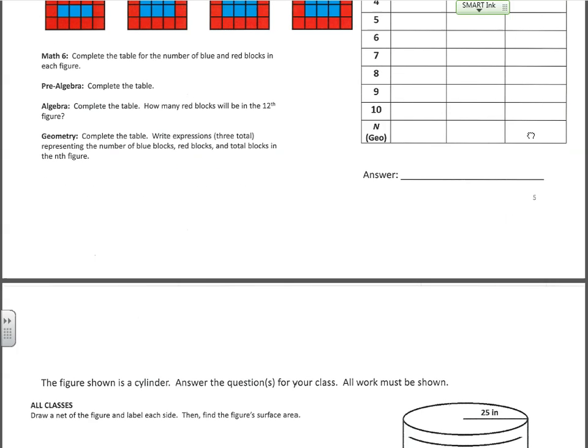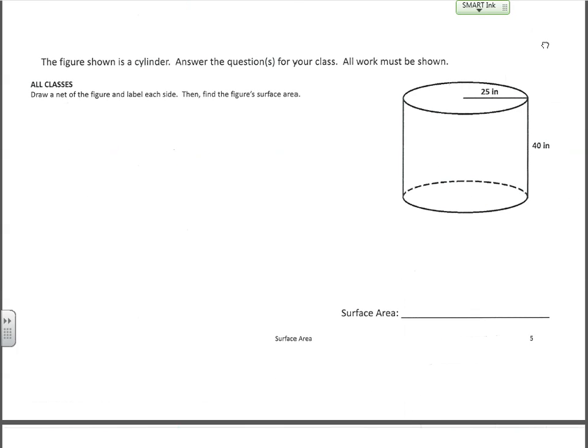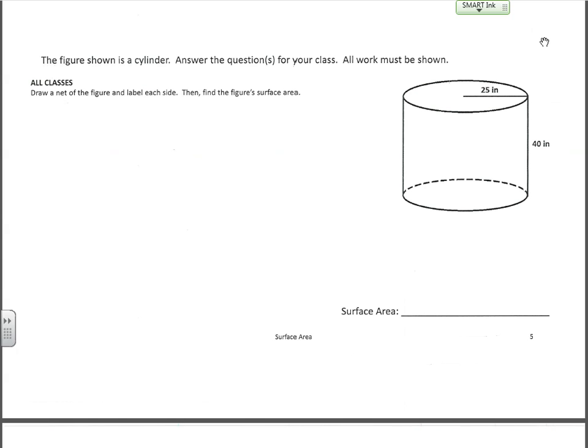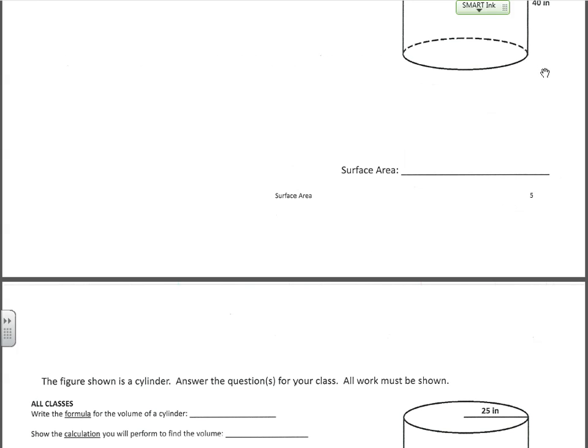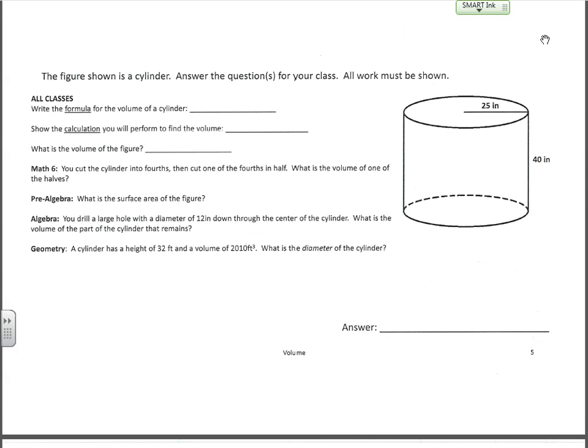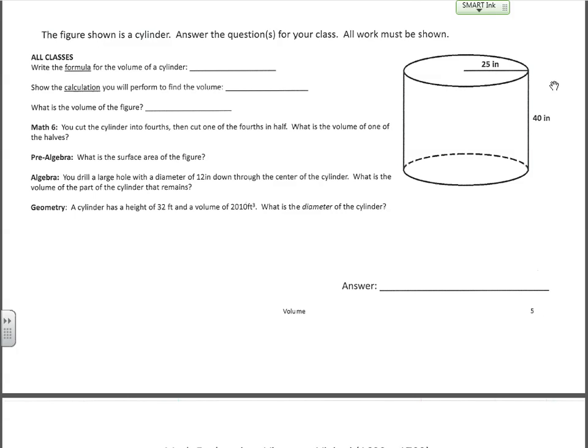Okay. Next one, surface area of a cylinder. We talked about this one in the algebra packet as well. So take a look at that if you need to. Same thing with volume. I'll write the formula down here. Again, pi r squared times the height. Your question says a cylinder has a height of 32 feet and a volume of 2,010 cubic feet. What is the diameter of the cylinder?